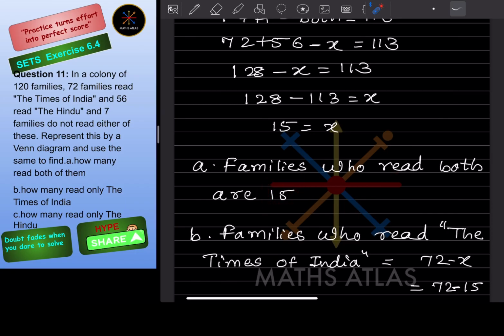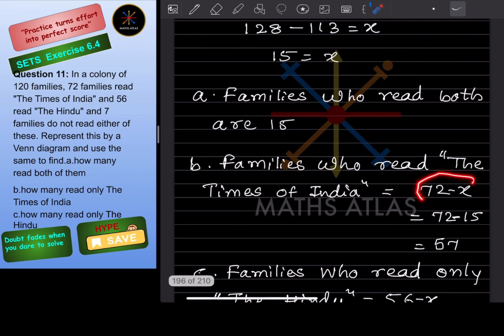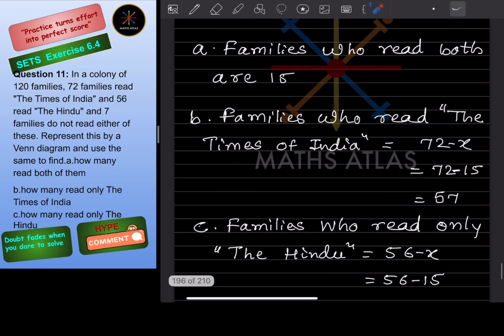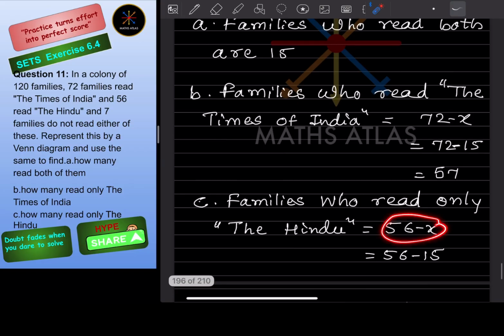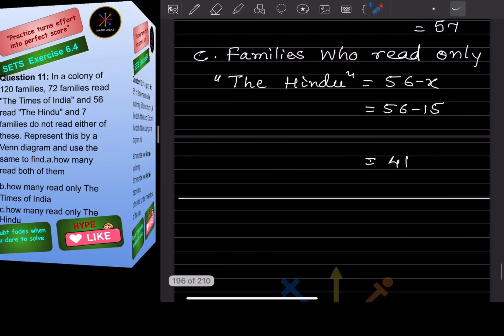And families who read only the Times of India: we have considered Times of India as 72 minus X, which will be 72 minus 15, which is 57. And again, families who read only the Hindu, that is 56 minus X, so 56 minus 15, which will be 41.